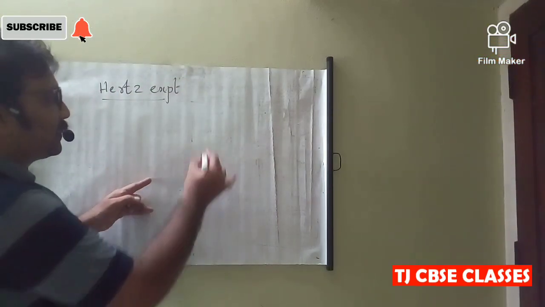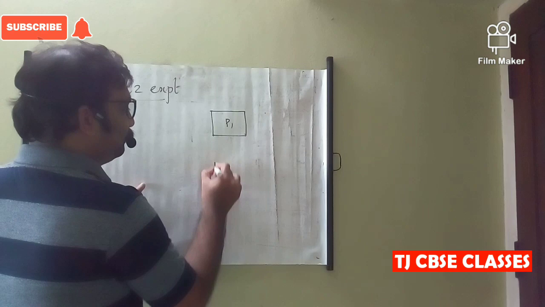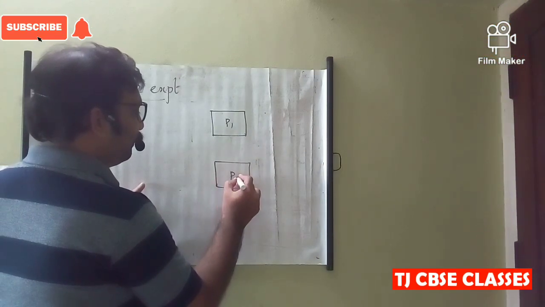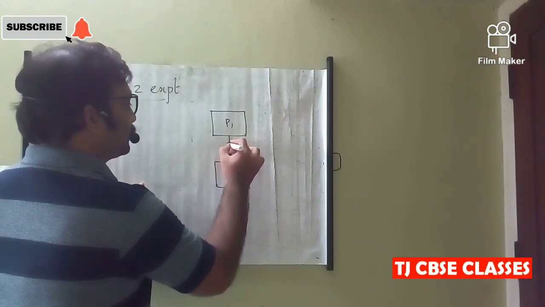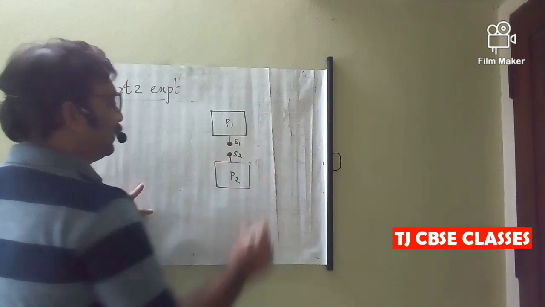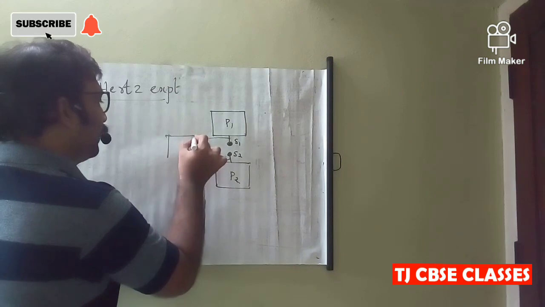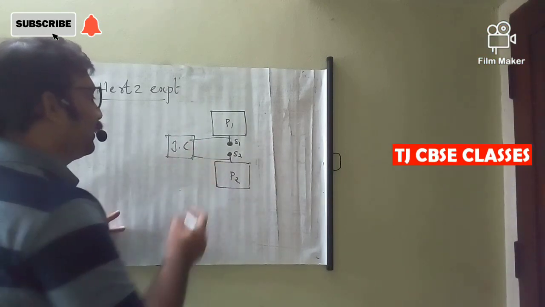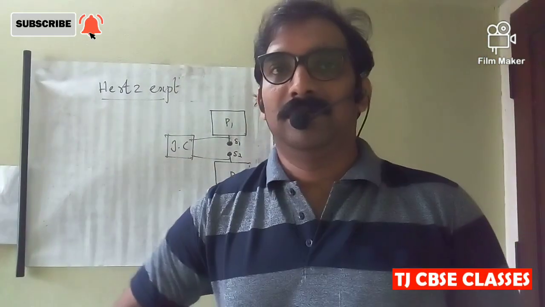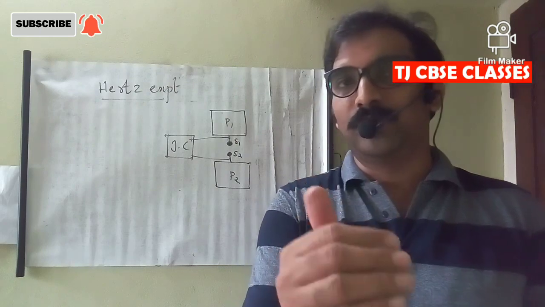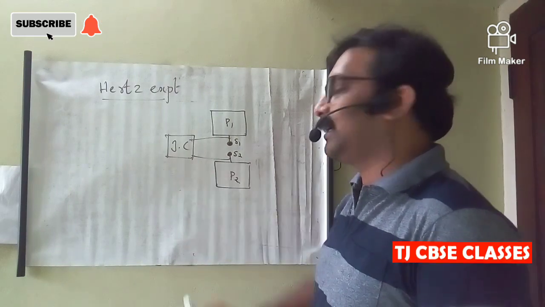Hertz experiment. It consists of two metal plates, P1 and P2, and these two plates are connected to two spheres, S1 and S2. These spheres are connected to an induction coil. Induction coil is used for generating high voltage. From 0 to high voltage, suddenly the voltage increases. That is the induction coil.